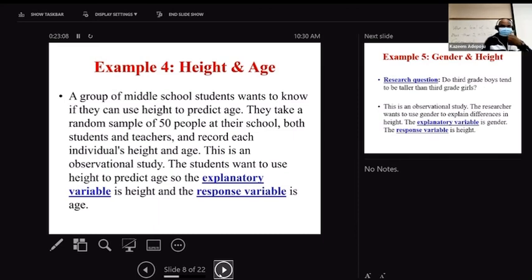Okay, height and age. These are two different variables. A group of middle school students want to know if they can use height to predict age. Look at that. You want to use height to predict age, which means the height is an explanatory variable and the age is going to be your response variable. And when they do that, they take a random sample of 50 people at their school, both students and teachers, and record each individual's height and age.